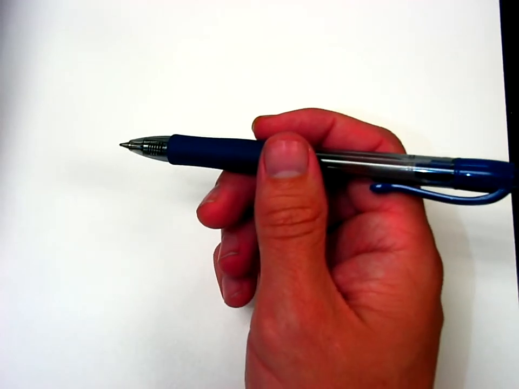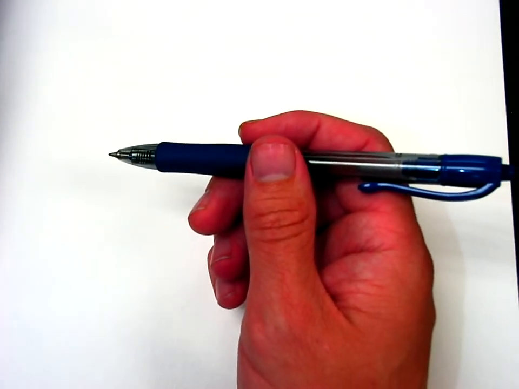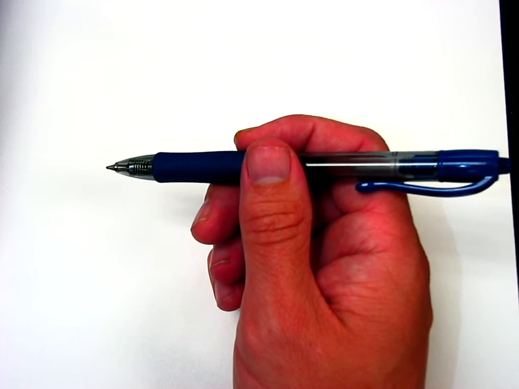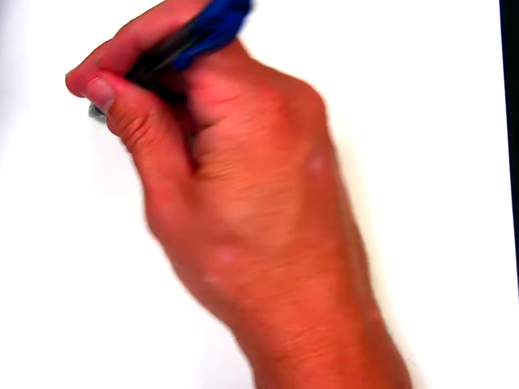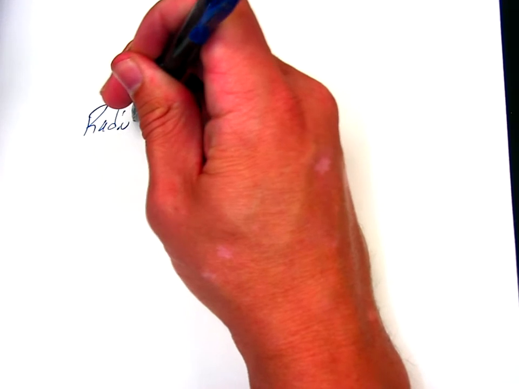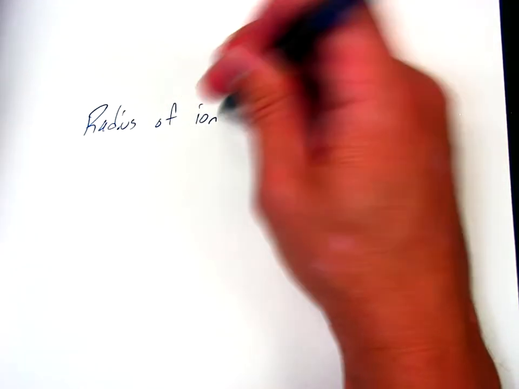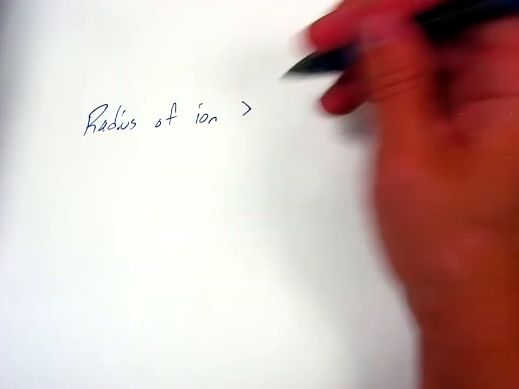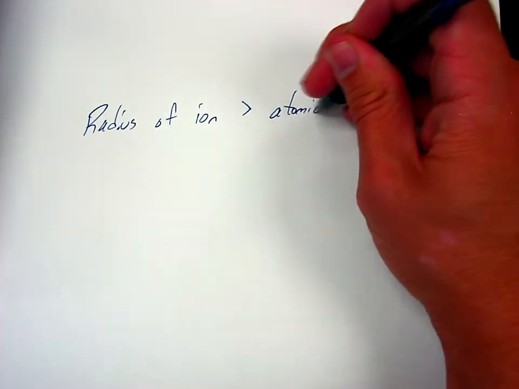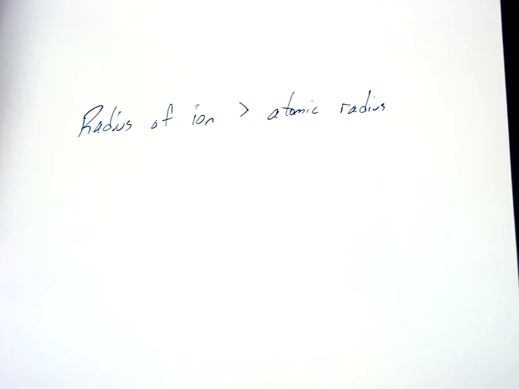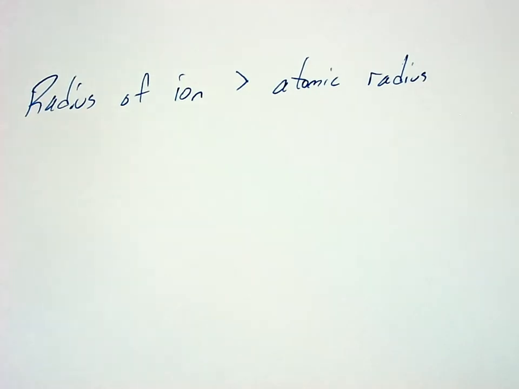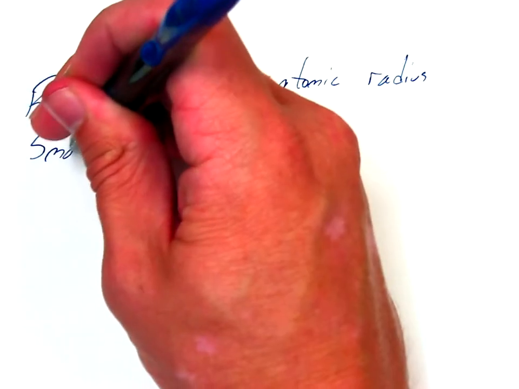Okay, so we're looking at the question that says, what element am I? The radius of my most common ion is larger than my atomic radius. So the radius of the ion is larger than the atomic radius. And then it also says that he is the smallest atom in his group. So he's also the smallest.